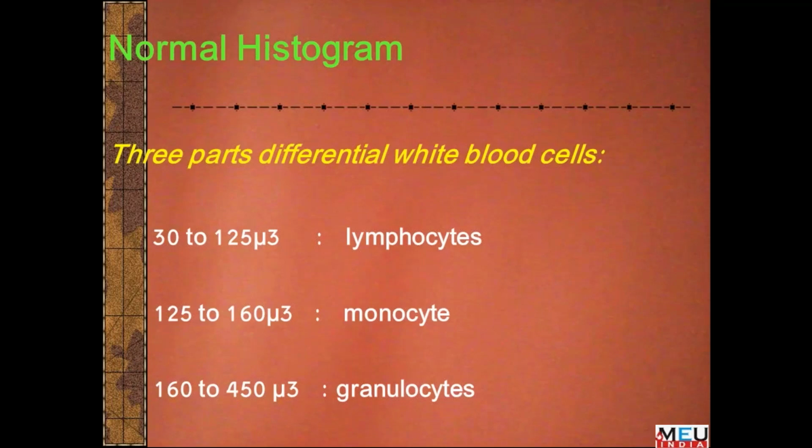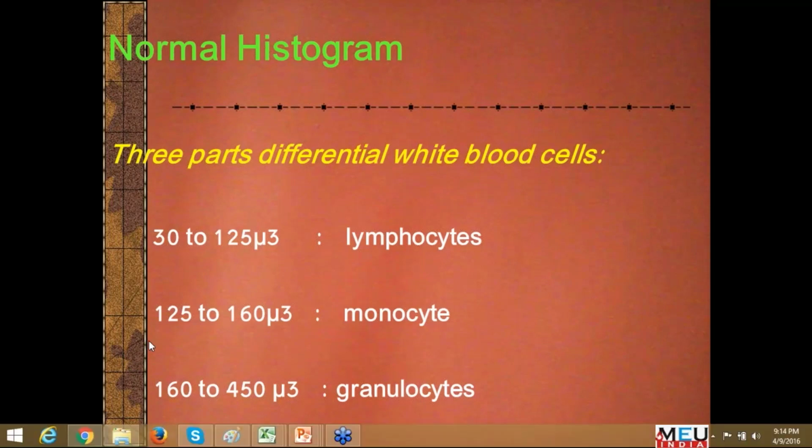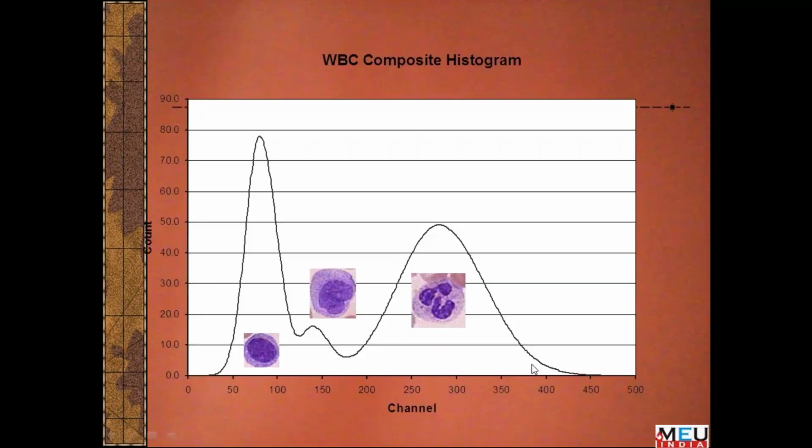So a normal histogram has three parts differentials for white cells. The 30 to 125 micron range is for lymphocytes, 25 to 160 for monocytes, and 60 to 450 micron range is for granulocytes. So they are read at the different areas of the histogram. See this, now this is the WBC histogram.